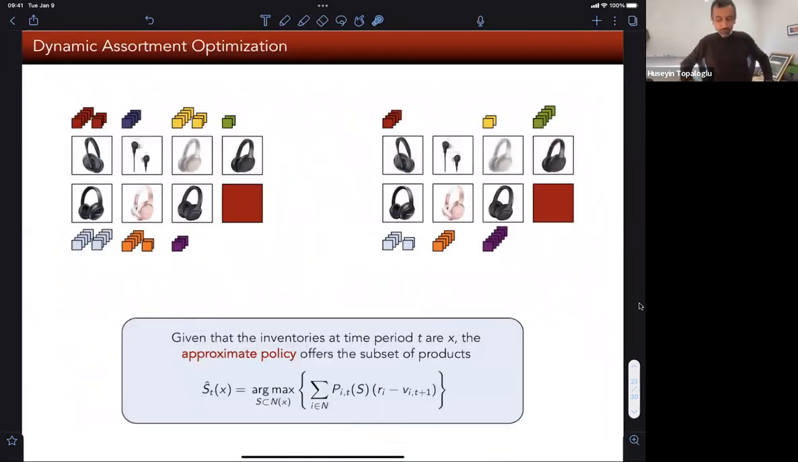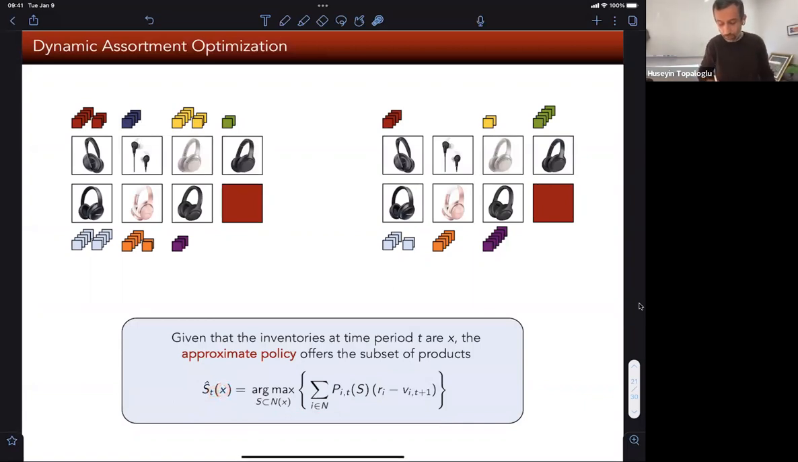So when we first got this, we were pretty happy. Oh, it's a very nice 2-approximation. But there is actually an undesirable thing about this policy, and it's the following. In our approximate policy, this is the optimization problem that we solve to compute the assortment offer, given that we're sitting at time period t and the remaining capacity is x, right?